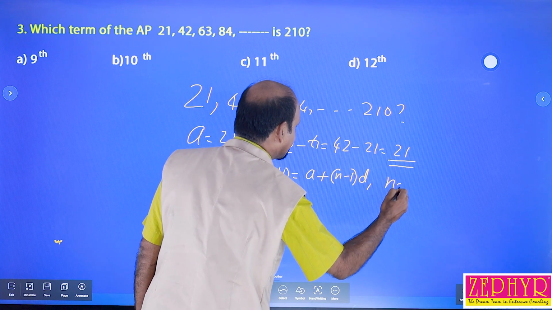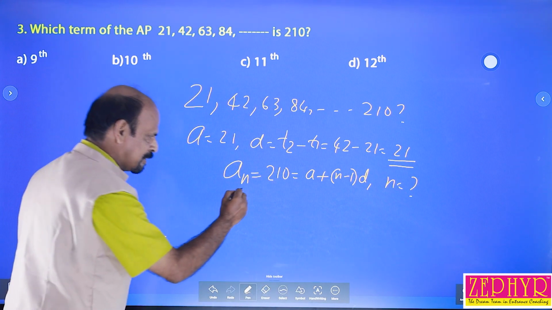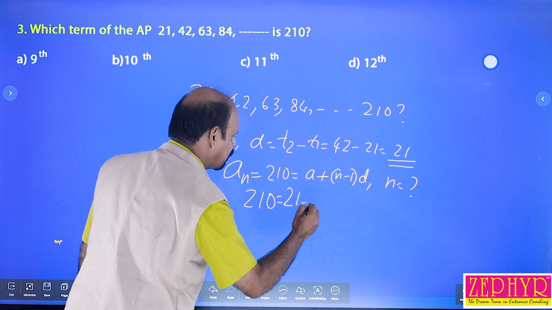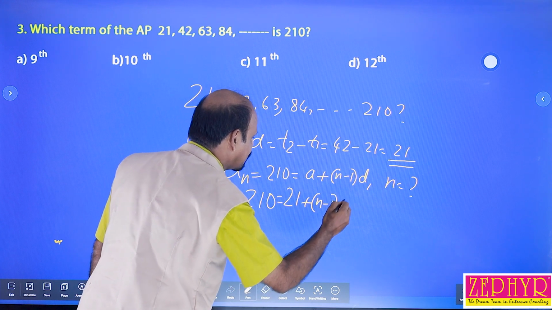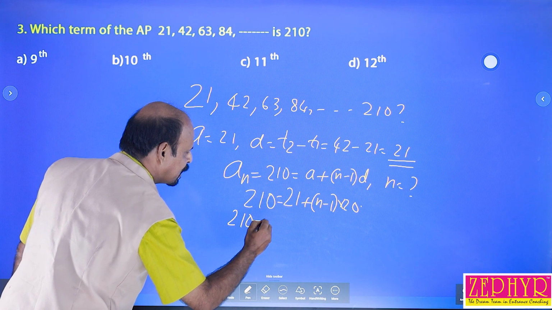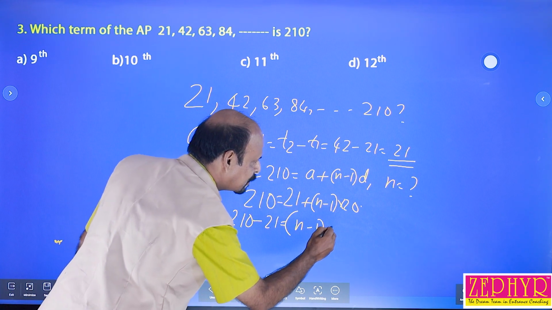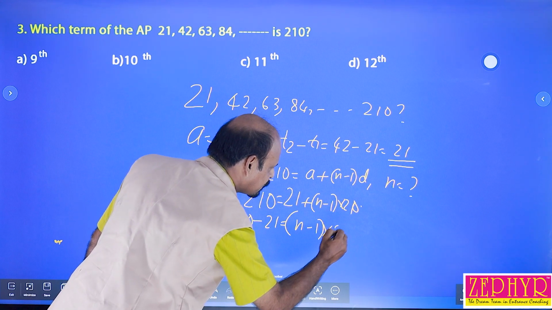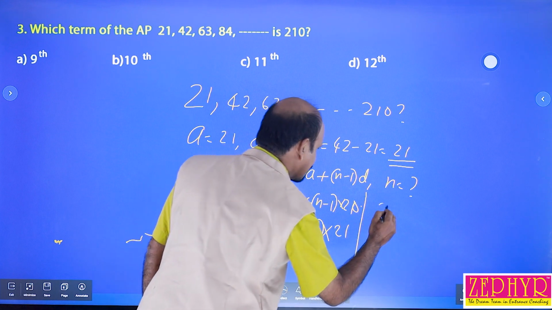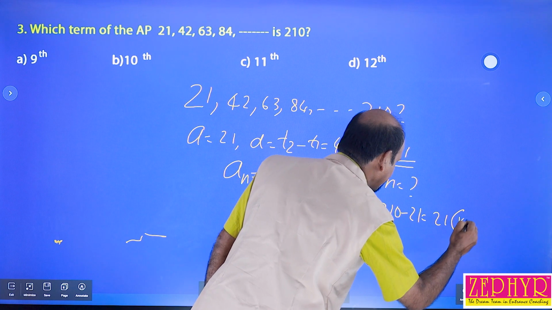We have to find the value of n. We have 210 equal to A plus n minus 1 into D. So we can write 210 equal to 21 plus n minus 1 into 21. So you will get 210 minus 21 equal to n minus 1 into 21. So you will get 210 minus 21 equal to 21 into n minus 1.